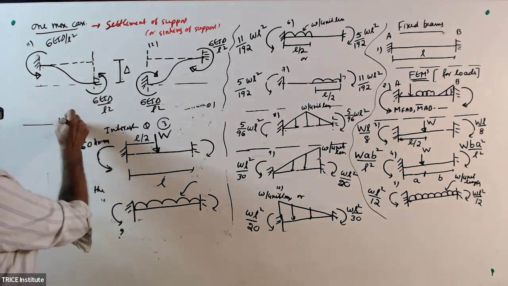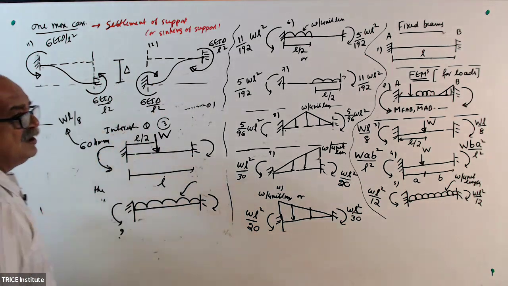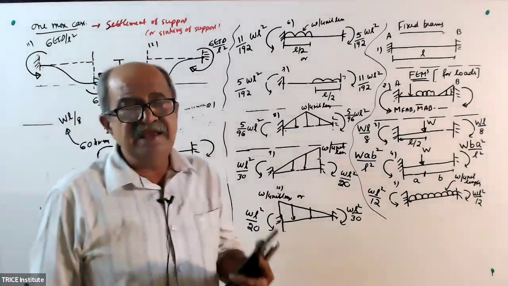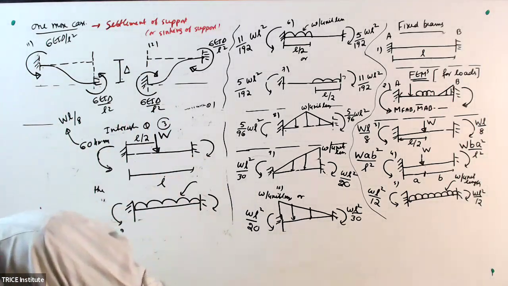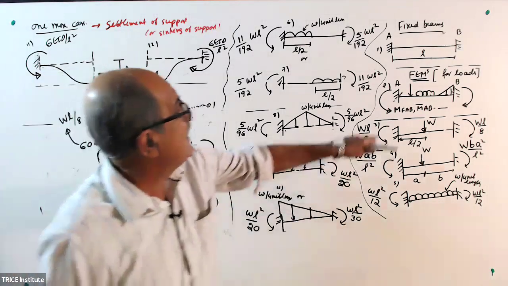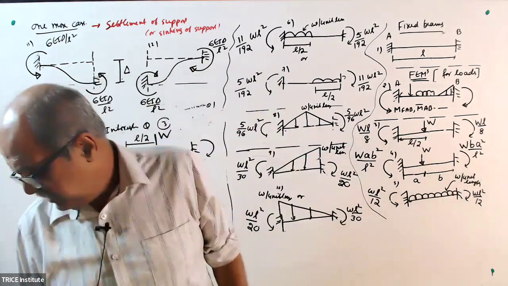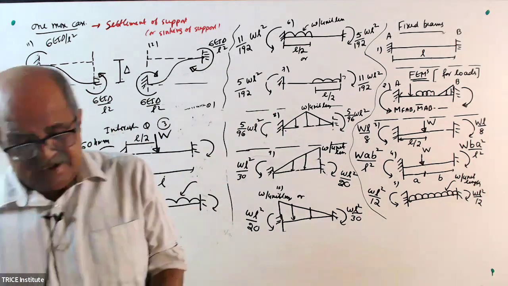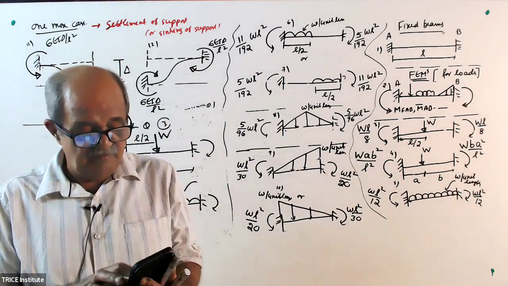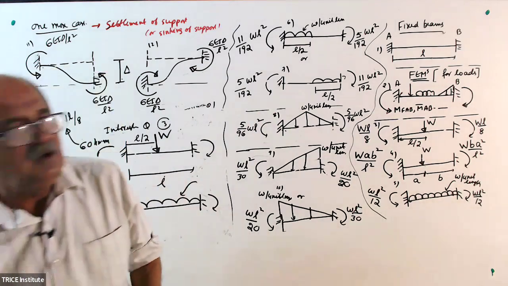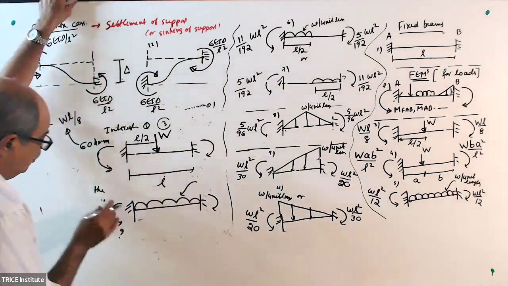This is WL by 8. Yes or no? Tell fast. That 60 is WL by 8. Correct or not? See the formula there. That FEM is WL by 8. Yes. Leave it now. Now they are asking, correct, good question.